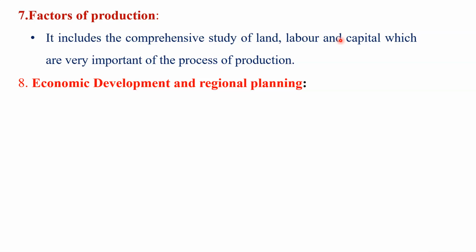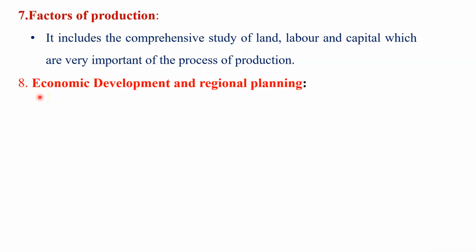Therefore, when we are talking about any industry or any economic activity, at that time, if the land is suitable, the labor is skilled, or the availability of labor is good, and the capital is also good, then definitely if these three factors are favorable and supportive, the production of any particular economic activity will increase or develop on a large scale. Therefore, the nature of these factors, that is land, labor, and capital, is studied in detail in economic geography.